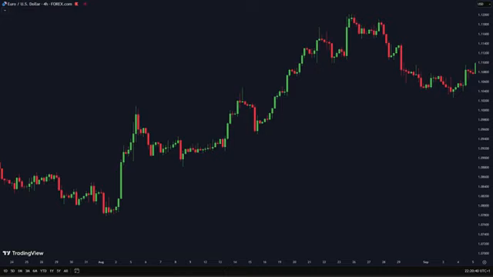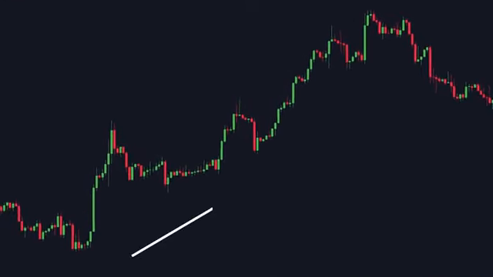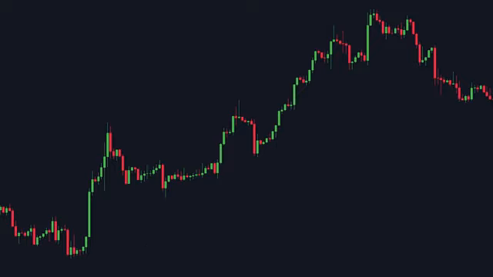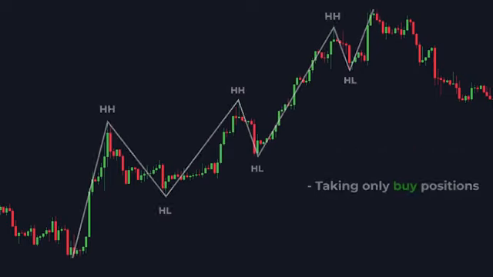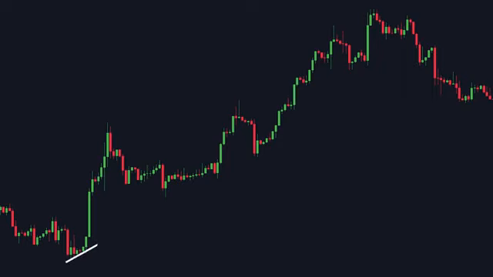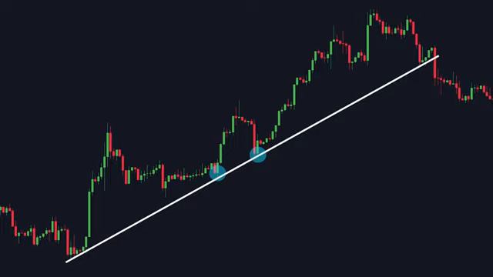Step number 1. It's clear that the market is in an uptrend. We can see this by observing the formation of higher highs and higher lows. In this case, we want to align our trades with the prevailing uptrend. Step 2. We draw our trend line by connecting at least 2 or more swing lows. Extend the line forward so it can act as a potential support area if the price pulls back.